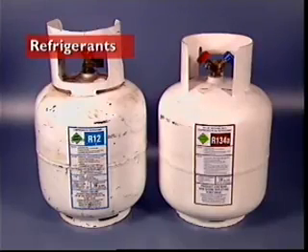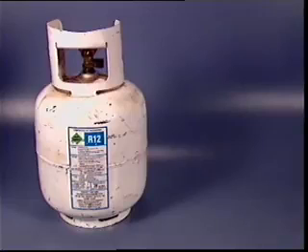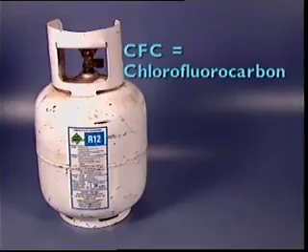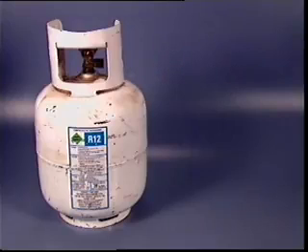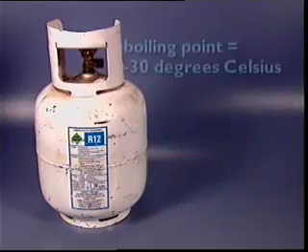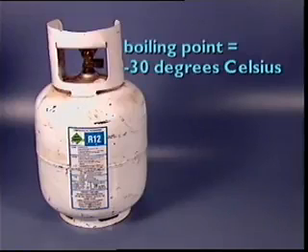This section examines air conditioning system refrigerants. The refrigerant used for many years in automotive air conditioning systems is a substance known as dichlorodifluoromethane, commonly referred to as Freon, or R12. It is one of a group of gases called CFCs. R12 has the following properties. It is non-flammable, non-toxic, is stable at all temperatures, does not react with aluminium, steel or copper, and it is soluble in mineral oils. It also has a low boiling point and vaporizes at minus 30 degrees Celsius.